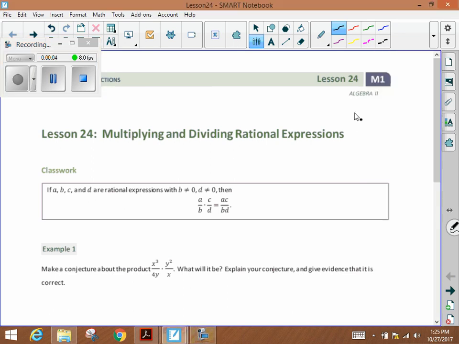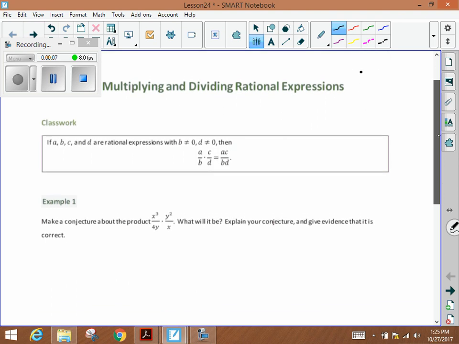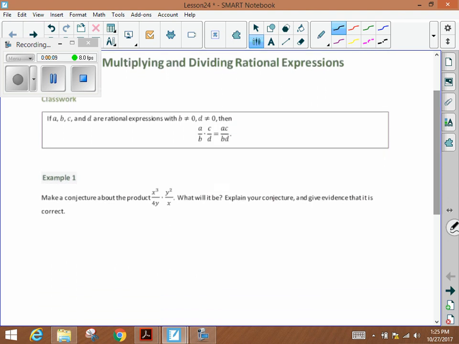Hi, and welcome to Lesson 24, Multiplying and Dividing Rational Expressions.